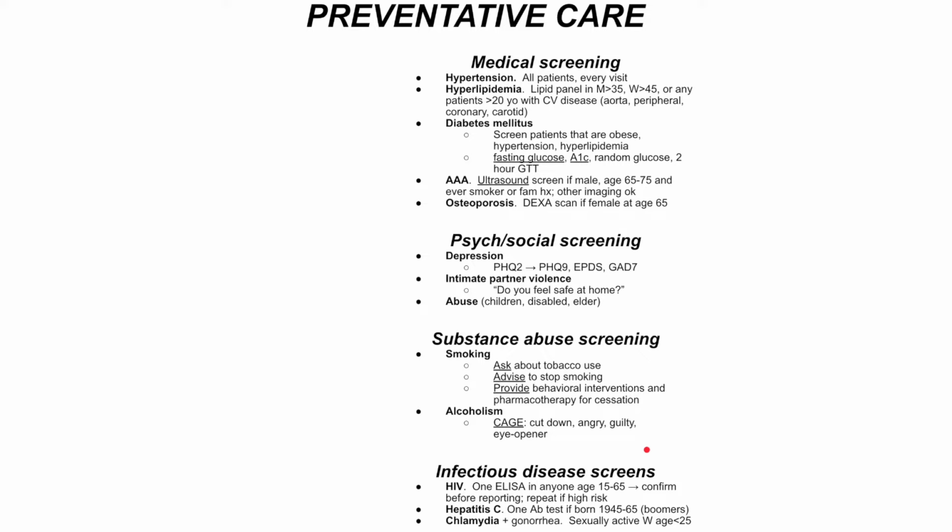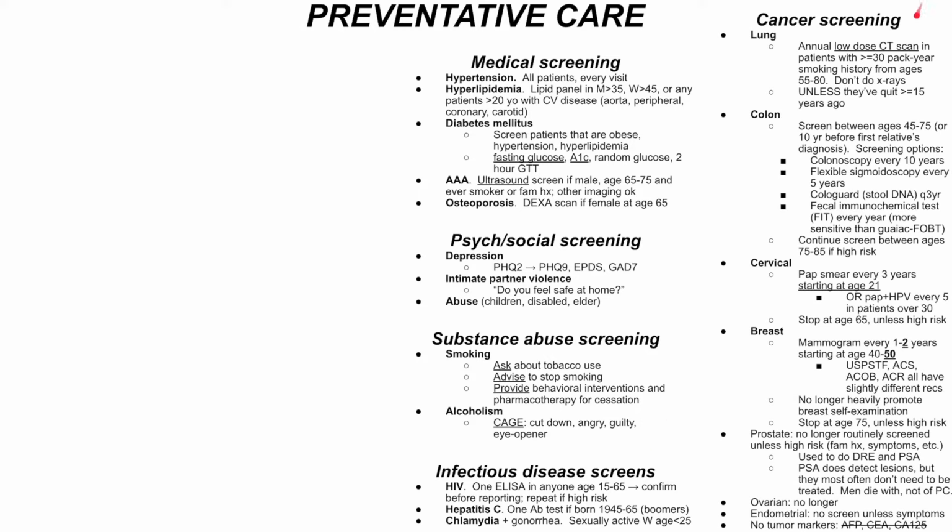Hepatitis C is an antibody test, and this is typically done in the baby boomer generation. That's people that were born between 1945 and 1965. We also do screens for chlamydia and gonorrhea. This is typically in sexually active women that are less than 25 years old. These diseases can be asymptomatic in women, and it can lead to problems like pelvic inflammatory disease down the line. So it's a pretty easy screen in sexually active women to help prevent that.